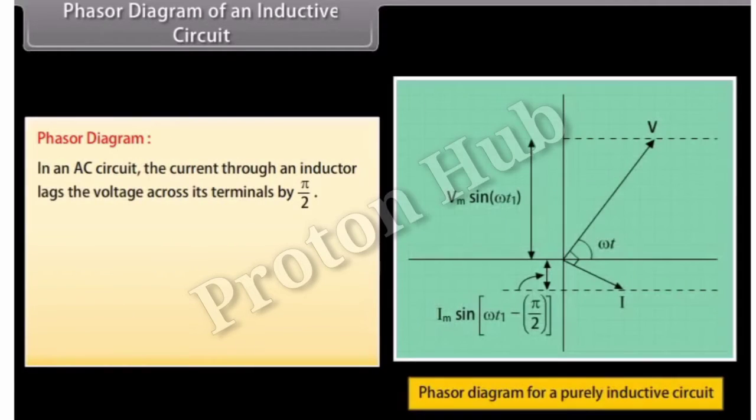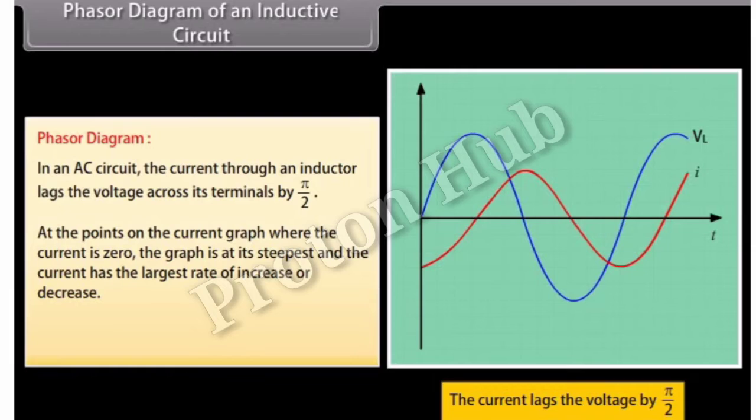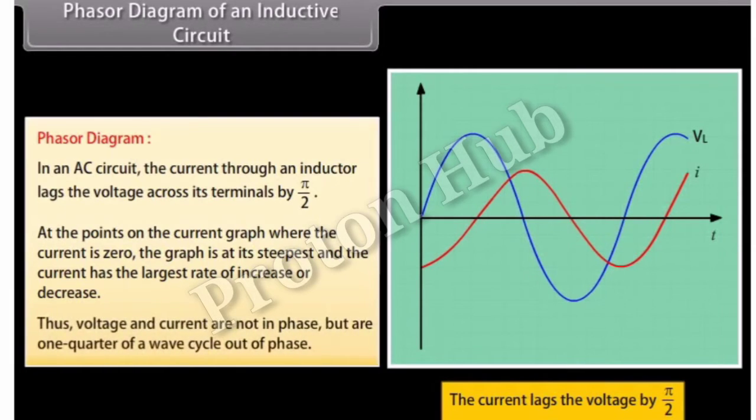Phasor diagram of an inductive circuit. In an AC circuit, the current through an inductor lags the voltage across its terminals by pi/2. At the points on the current graph where the current is 0, the graph is at its steepest and the current has the largest rate of increase or decrease. Thus, voltage and current are not in phase, but are 1/4 of a wave cycle out of phase.